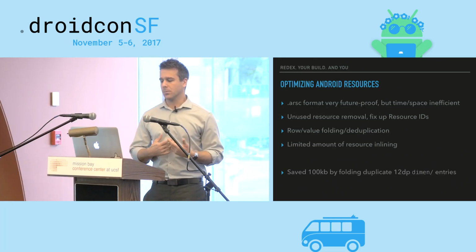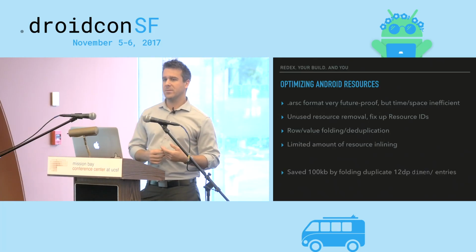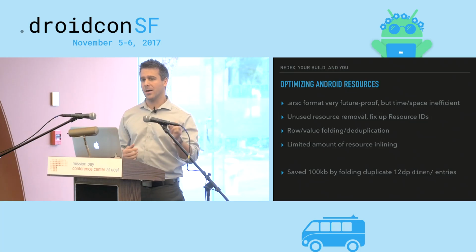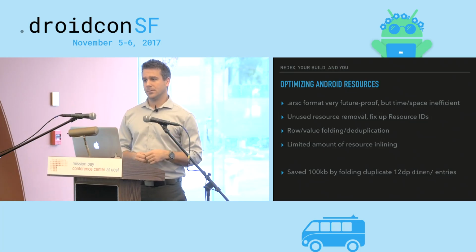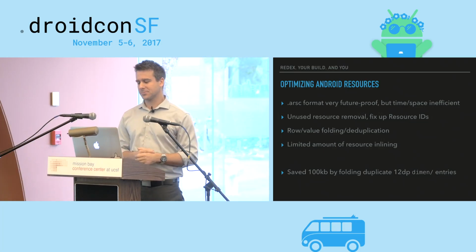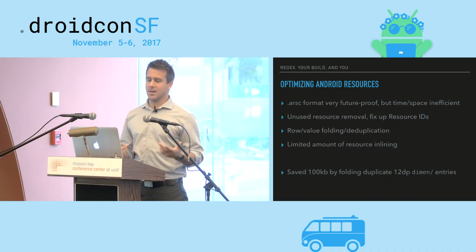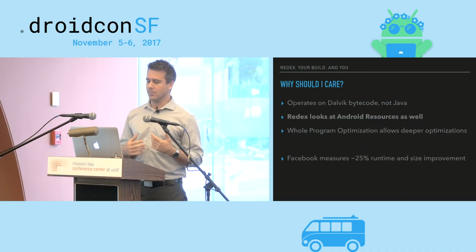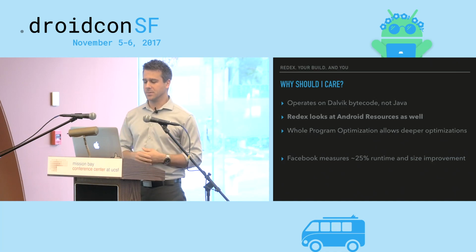Using the raw value deduplication, we saved about 100 kilobytes out of the app just by 12dp. It's enormous. So that's another one of the major advantages of Redex over ProGuard and various other optimization schemes.